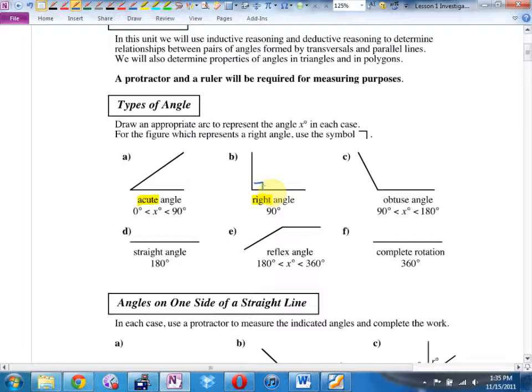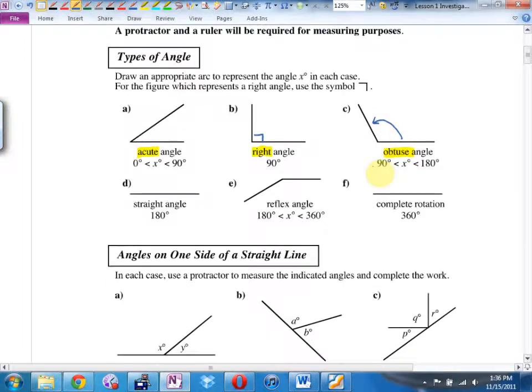Then we have an obtuse angle. An obtuse angle, Shay, is an angle bigger than 90, less than 180. My mom says I'm obtuse. No, that means something different. This is the angle we're talking about here. This is an obtuse angle. A straight angle is exactly what it sounds like, an angle that forms a 180-degree line.